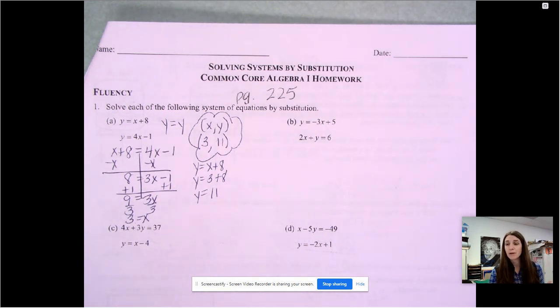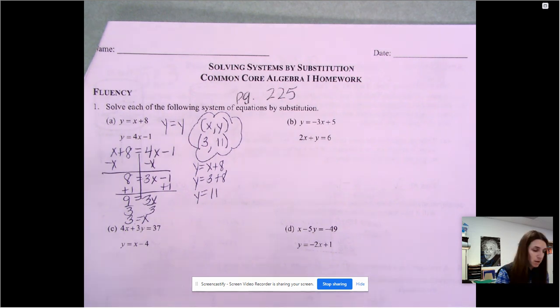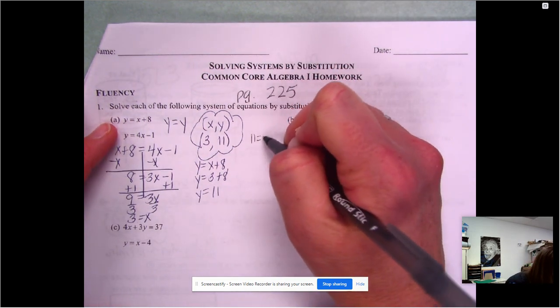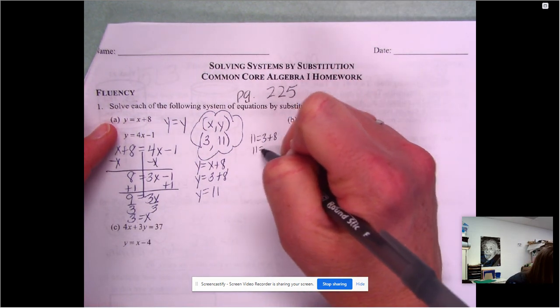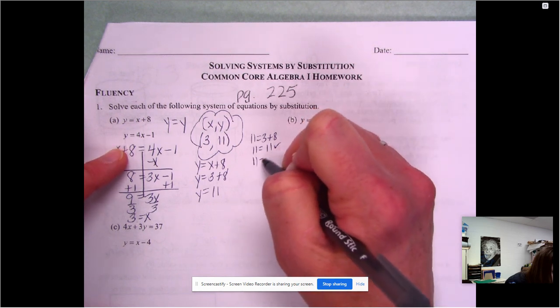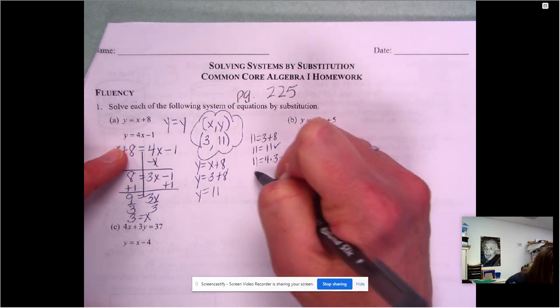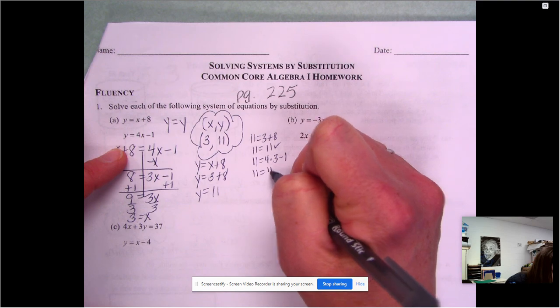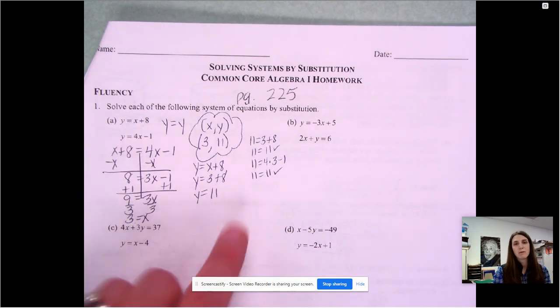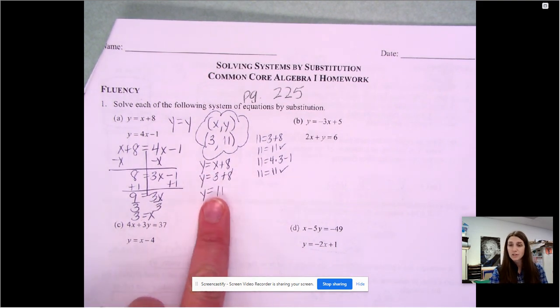Again, I can check my point by substituting both values into both equations and see if they're true. So let's see. If I have 11 equals 3 plus 8, 11 equals 11. That is true. I have 11 equaling 4 times 3 minus 1. 11 equals 12 minus 1, which is 11. That is true as well. So I know that my solution works for both equations.